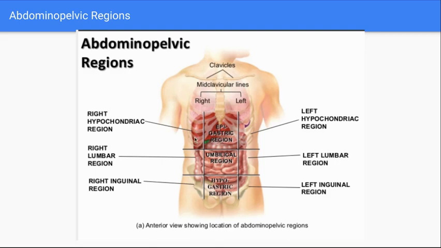Notice most of the right hypochondriac is occupied by the liver, if you didn't know that's what that is. And then over here in the left hypochondriac region, you've got your stomach, you've got your spleen, that's that little purple guy hidden back there, and then you have some large intestine.